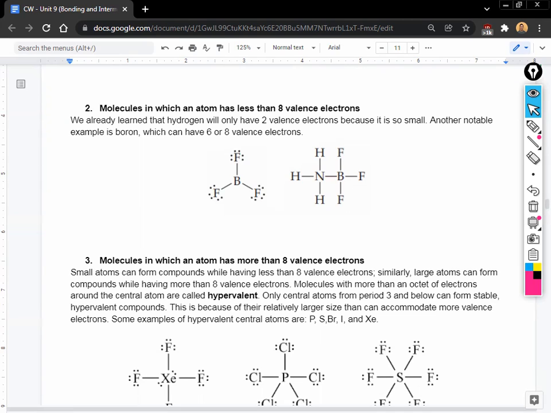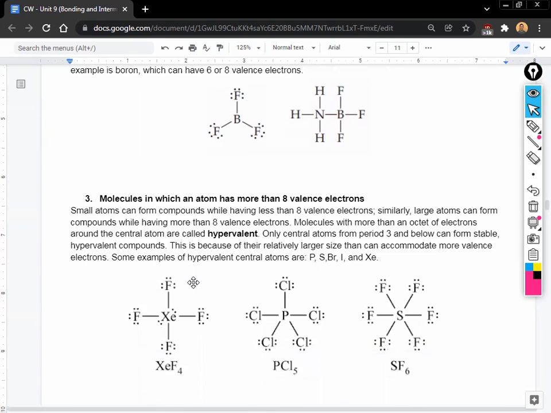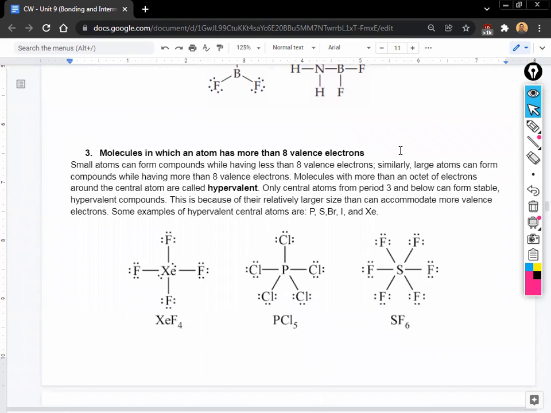Okay, you guys ready to move on? Okay, let's move on to the final example of the exception to the octet rule. Lost my train of thought there. And sometimes it's going to be when atoms can hold more than 8 valence electrons. Now, we learned that if an atom is too small, it can only hold like 2 or 6, right? Now, the opposite is true too. If it's super big, it can hold more than 8 valence electrons.